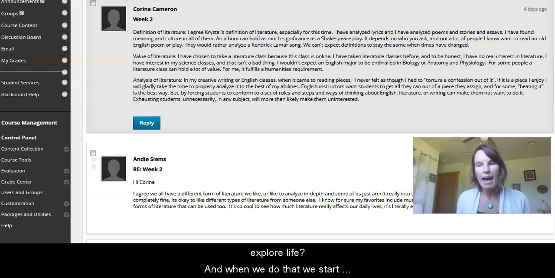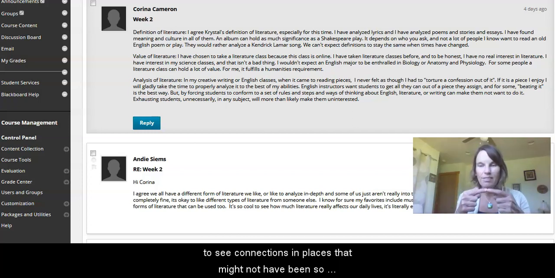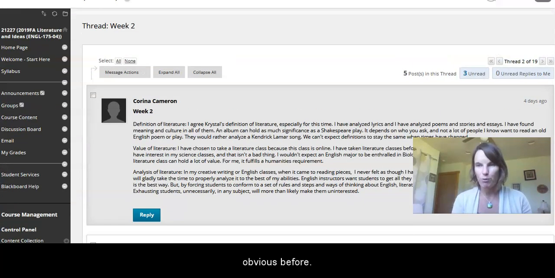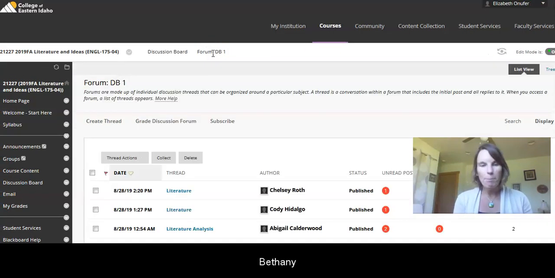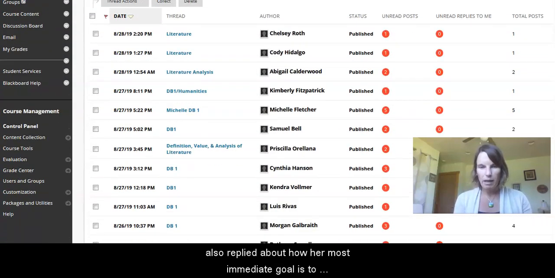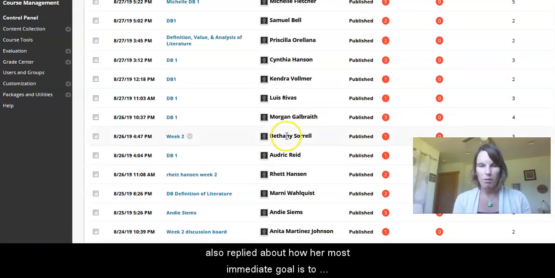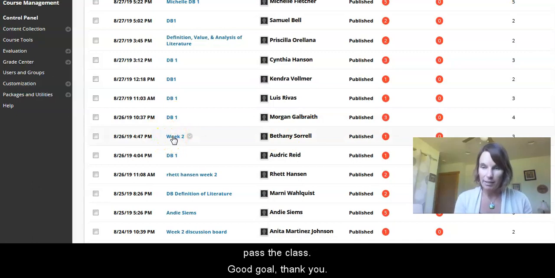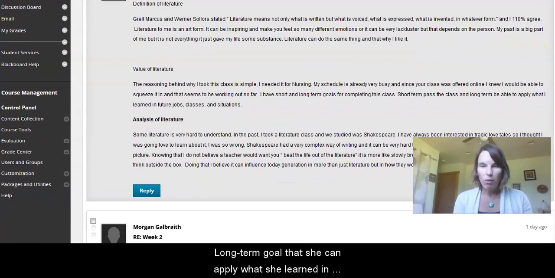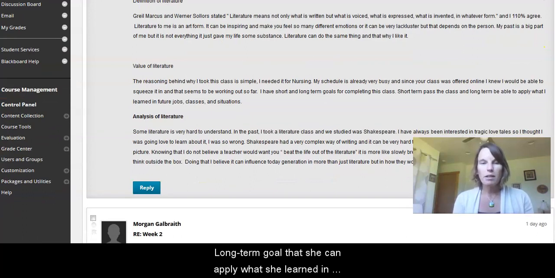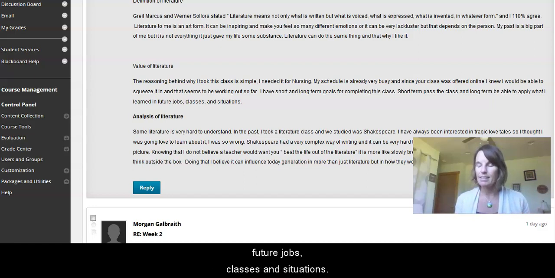And when we do that, we start to see connections in places that might not have been so obvious before. Going back to our discussion board, Bethany also replied about how her most immediate goal is to pass the class. Good goal, thank you, Bethany. But also, the long-term goal that she can apply what she learned in future jobs, classes, and situations.